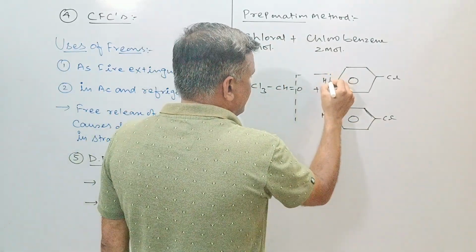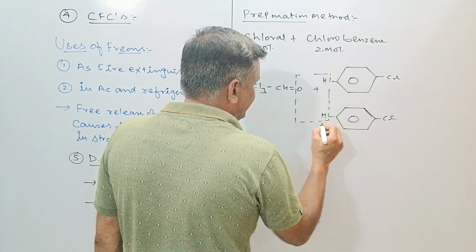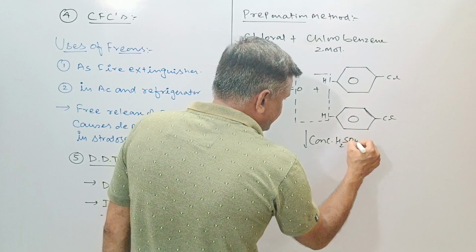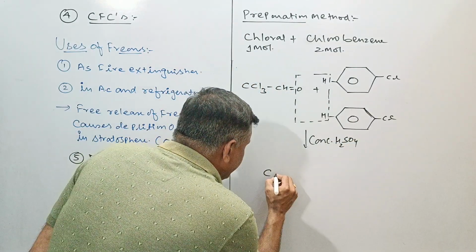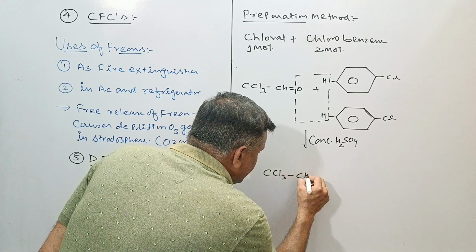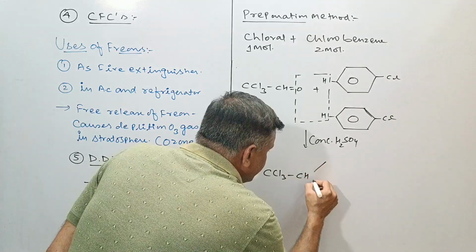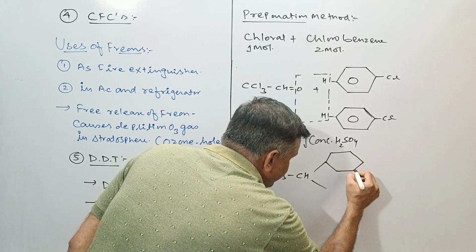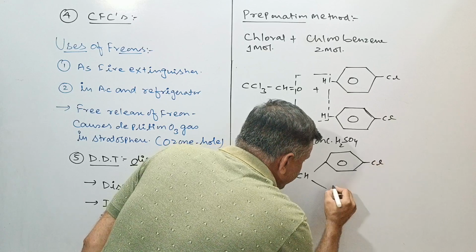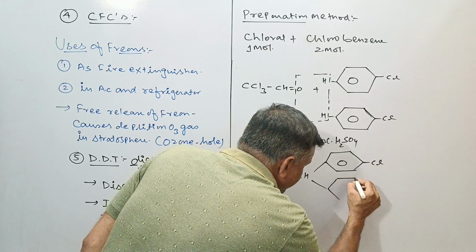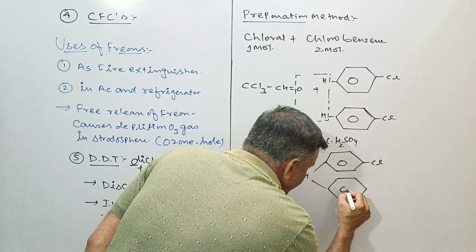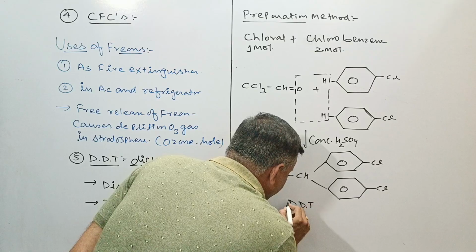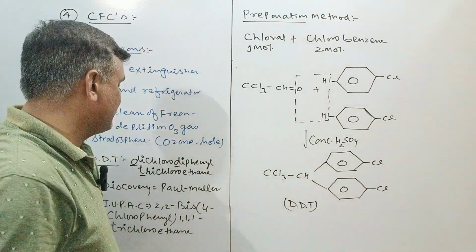and the best water removing or dehydrating agent is your concentrated H2SO4. So the structure of DDT will be CCl3, this is the CH. These are the two free bonds over here. One benzene ring with Cl, and another benzene ring with Cl, and the name is DDT, dichloro-diphenyl trichloroethane.